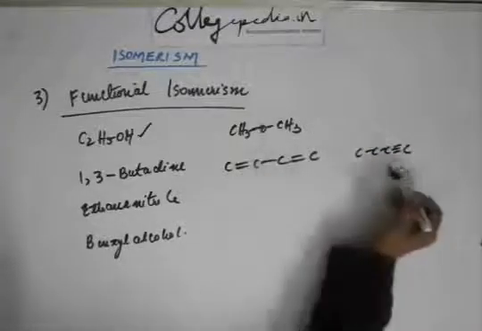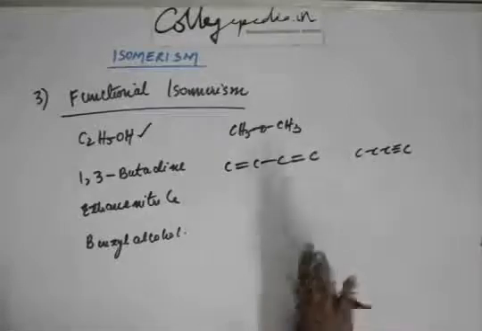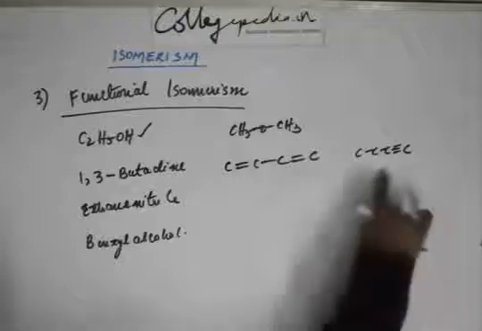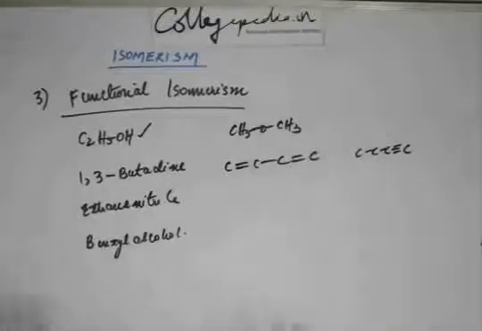2 pi bonds, here you have 2 pi bonds. The molecular formula has to be the same, because the degree of unsaturation is 2, here also the degree of unsaturation is 2, the number of carbon is the same, the number of hydrogen is bound to be the same. Molecular formula the same, functional group different: functional isomers.